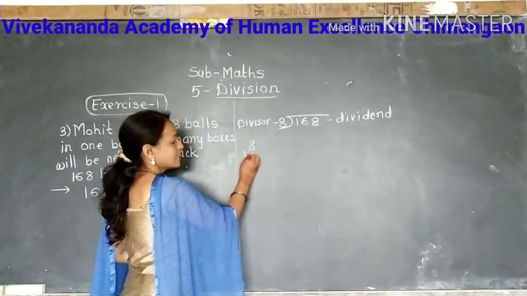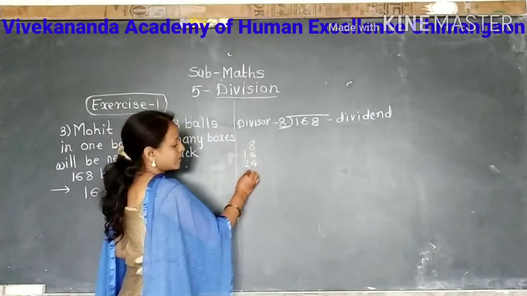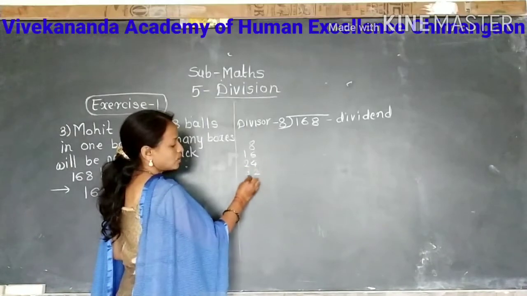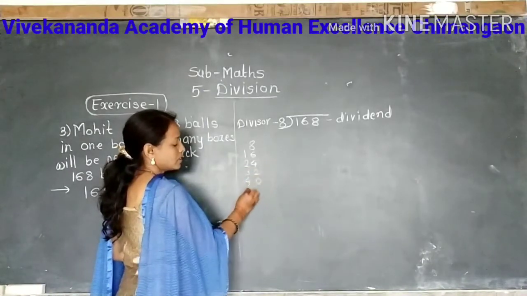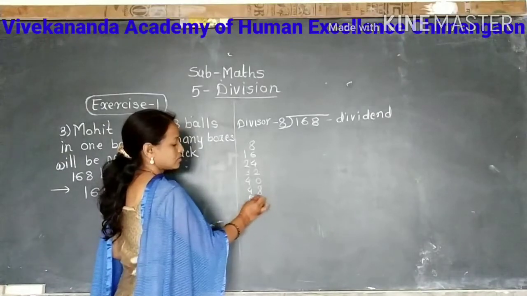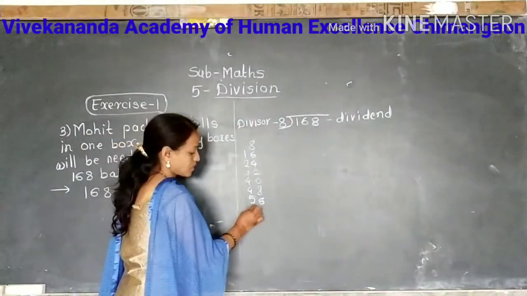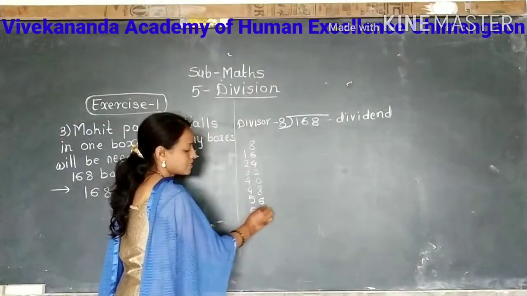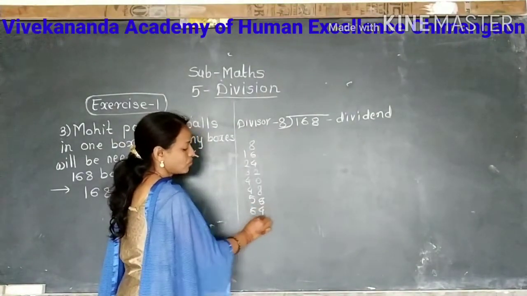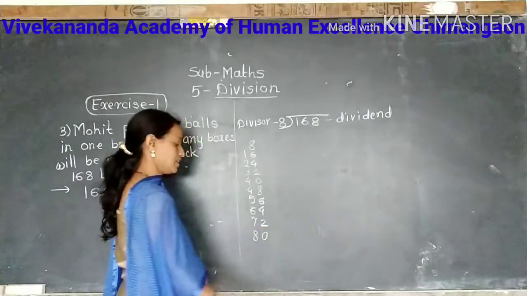Okay, now let's write the table. 8 ones are 8, 8 twos are 16, 8 threes are 24, 8 fours are 32, 8 fives are 40, 8 sixes are 48, 8 sevens are 56, 8 eights are 64, 8 nines are 72, 8 tens are 80.